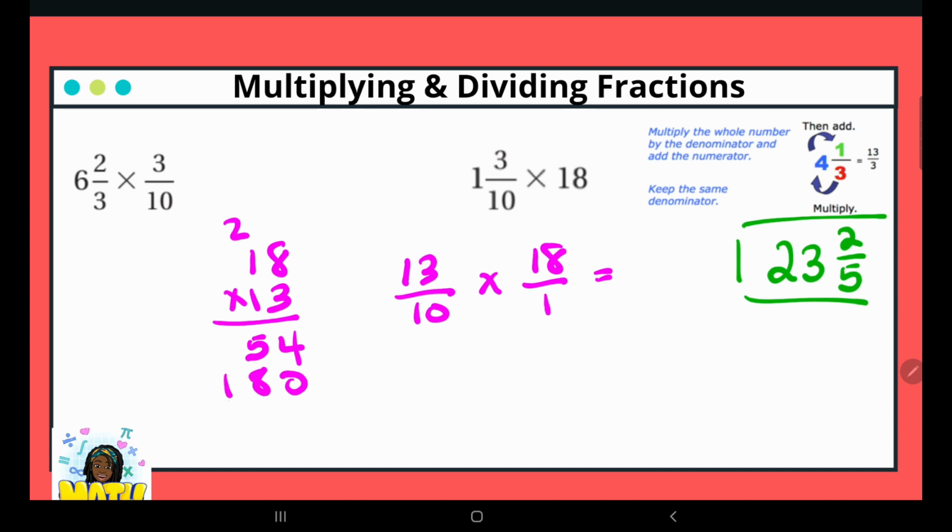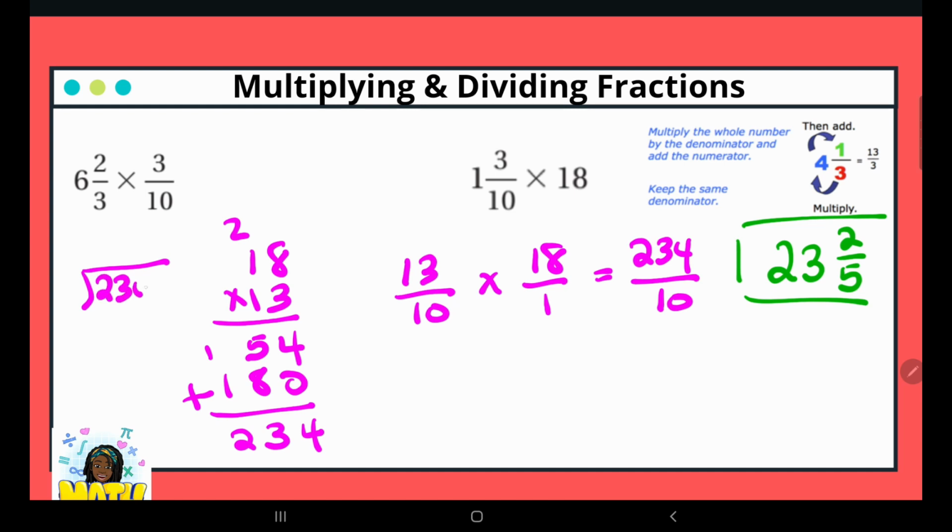1 times 8 is 8. 1 times 1 is itself. Add that. That gives me 4. 13. So 234 divided by 10. Okay. Now let's go ahead and divide that so we see what it looks like as a fraction. So 234 goes inside the house. You know what? Let me change color so that my work does not look blended. So 234 is going to go inside the house, and 10 is going to go on the outside.